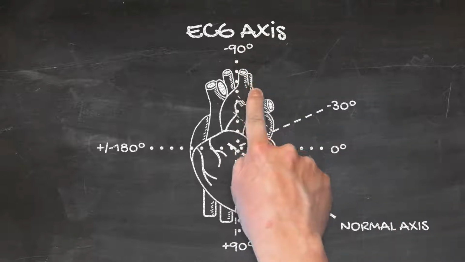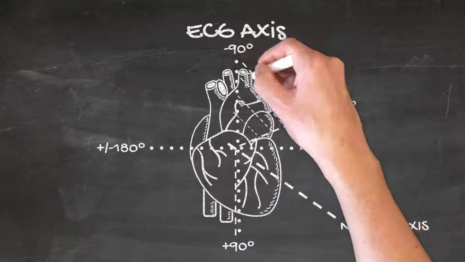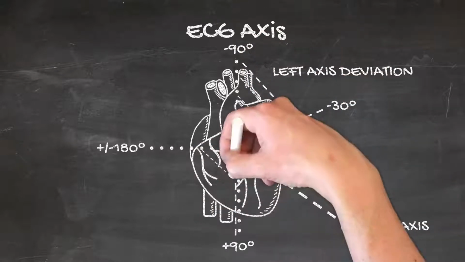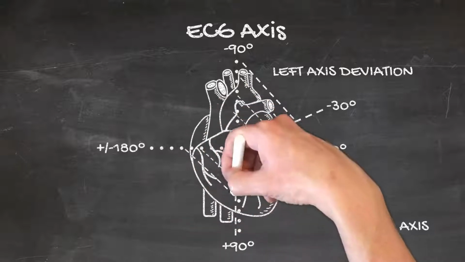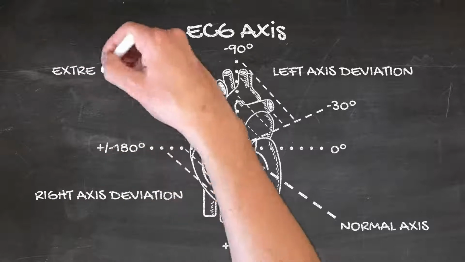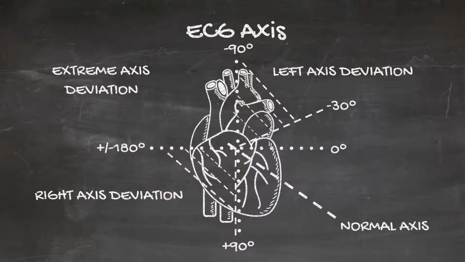Left axis deviation is where the net direction of depolarization is between -30 and -90 degrees. And right axis deviation is where the net direction of depolarization is between +90 and 180 degrees. And the leftover region between -90 and 180 degrees represents extreme axis deviation.